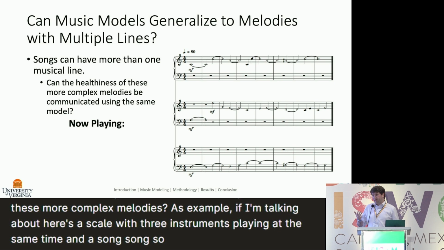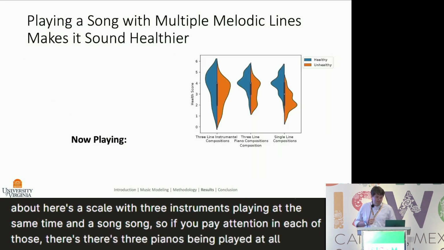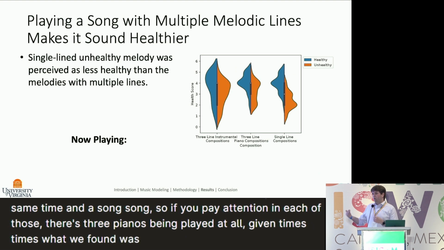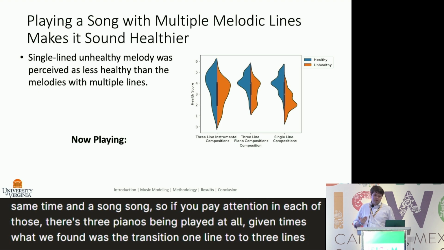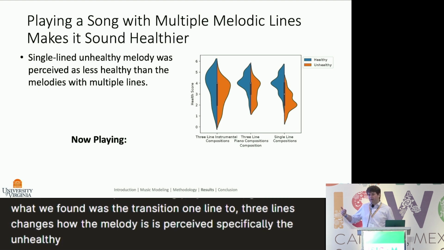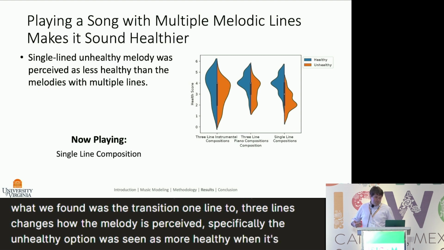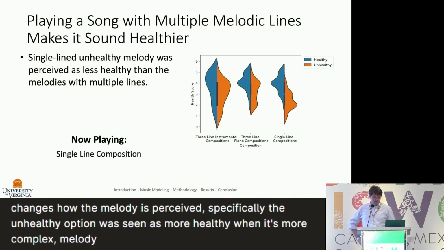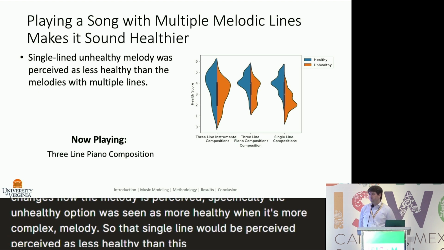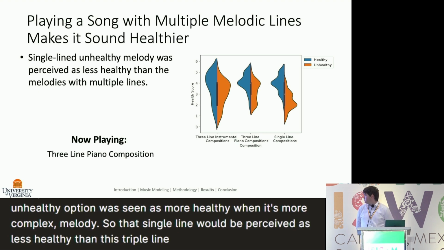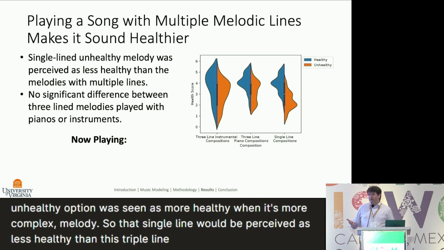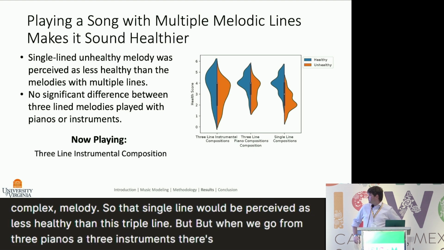So if you pay attention in each of those, there's 3 pianos being played at all given times. What we found was the transition from 1 line to 3 lines changes how the melody is perceived. Specifically, the unhealthy option was seen as more healthy when it's a more complex melody. So that single line would be perceived as less healthy than this triple line. But when we go from 3 pianos to 3 instruments, there's no change.